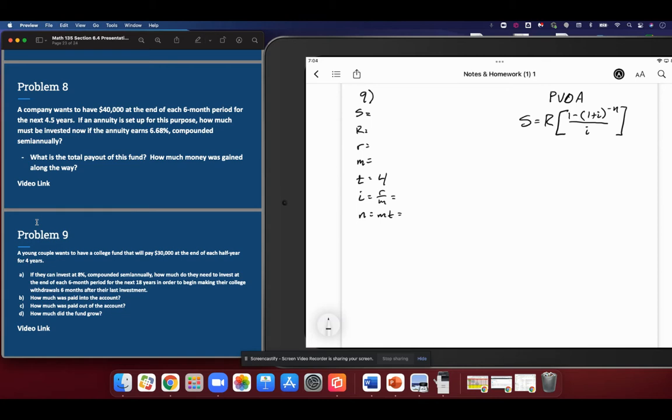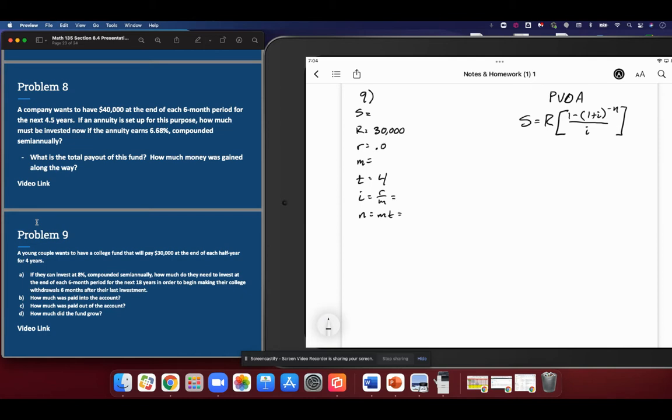in the account so that they can withdraw $30,000 every 6 months for 4 years. We're going to be putting into it for 18 years, but we're going to be drawing out of it for 4. And so we want to find the total amount that needs to be in there.